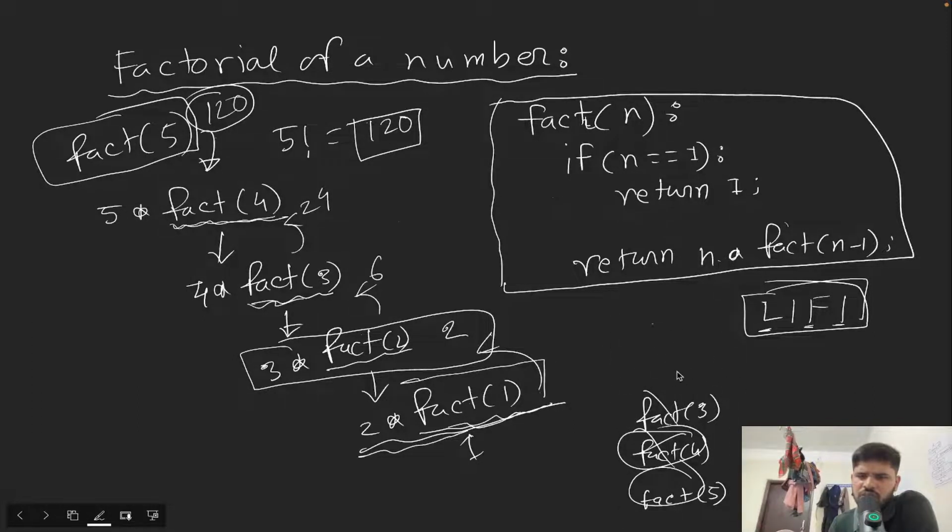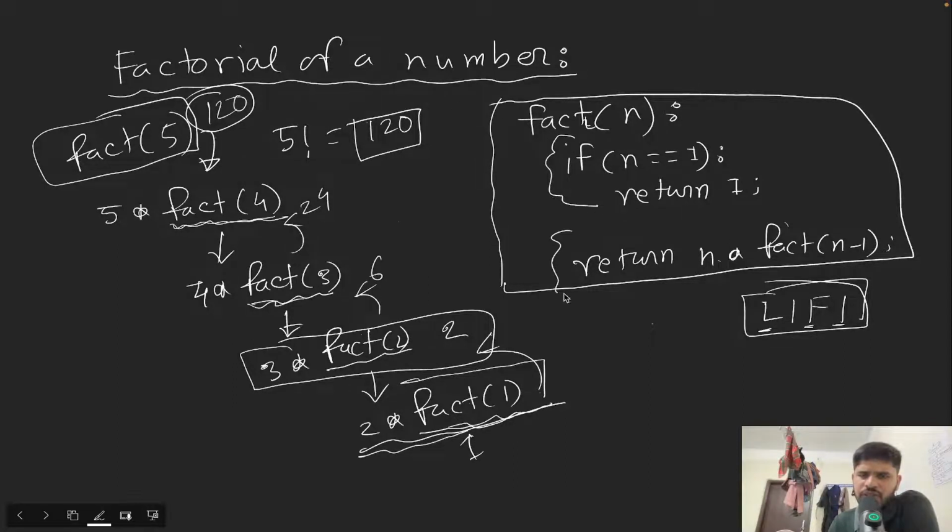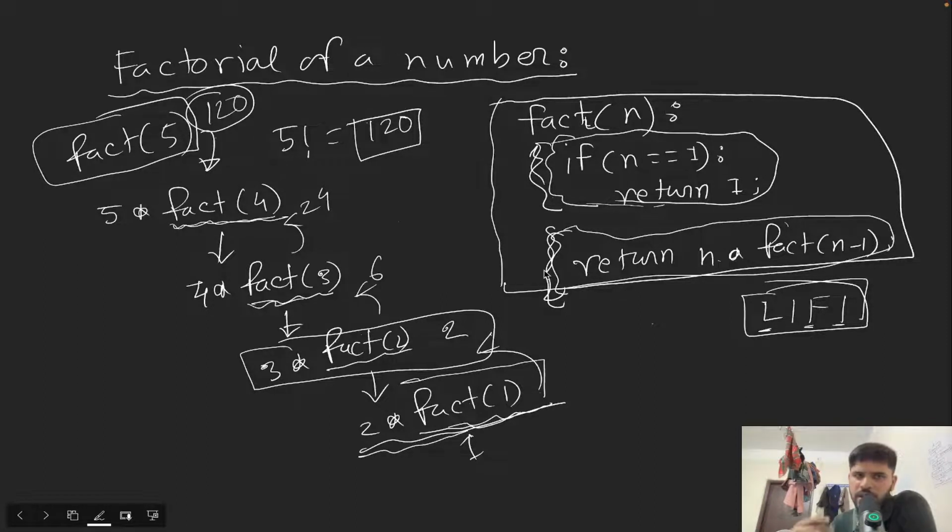I hope you have understood how recursion works internally. This is the core concept of recursion. For every recursive function, we have a base case and a recursive case. If you see any recursive function, you will see these two things in common: the base case, where the function stops calling, and the recursive case, where the function calls itself recursively. I hope you have understood factorial of a number.